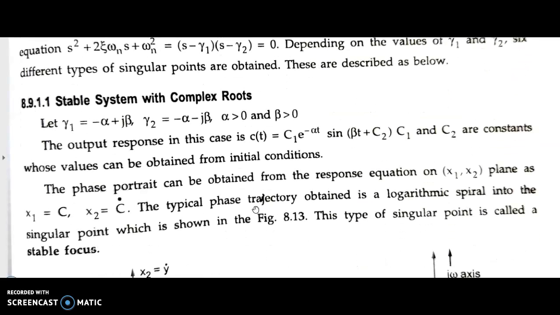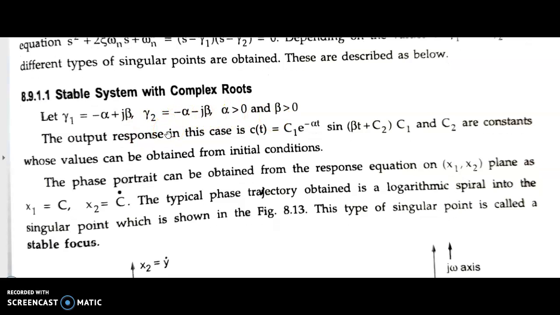This is a stable system with complex roots. When you call it complex roots, one is real and one is imaginary. Alpha is the real root, and the imaginary term is j beta. Here minus alpha plus j beta and minus alpha minus j beta, that is, minus alpha plus or minus j beta. With complex roots, alpha and beta are greater than 0. Then the roots here are complex roots.